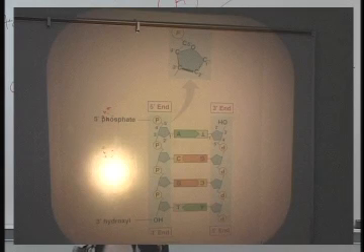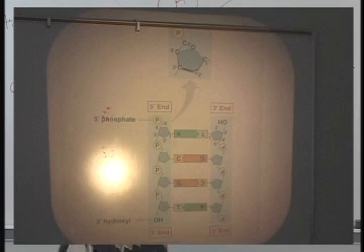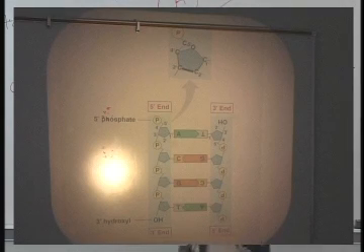The number 4 carbon and the number 5 carbon is sticking out of the sugar with the phosphate group attached. Okay, everybody have a feel of where we are? Okay, this is kind of just repeating what we were just doing.